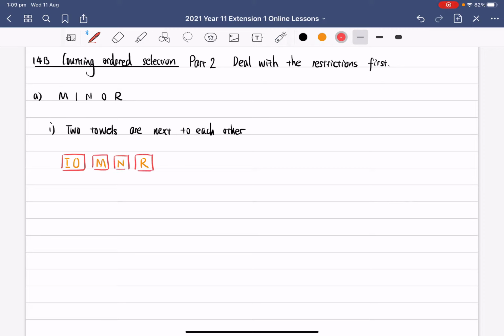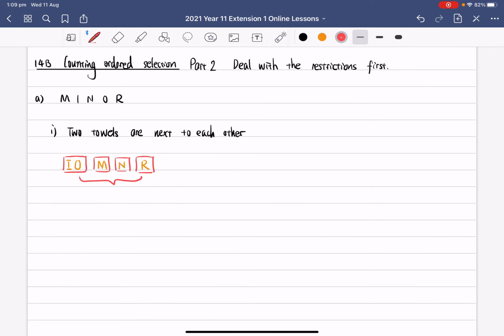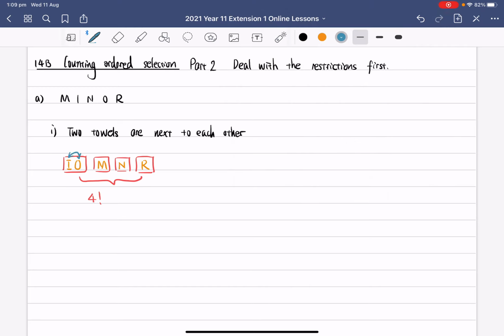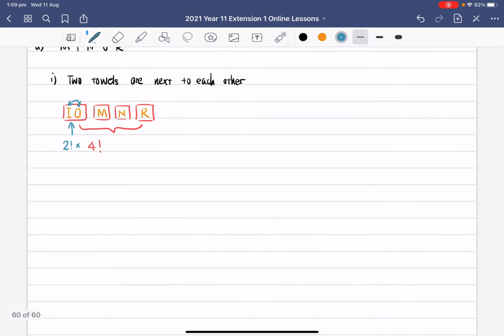Now, in total, we have 1, 2, 3, 4 groups. If we want to rearrange those 4 groups, we're going to have 4 factorial ways to rearrange them. This is from the last lesson, which you should know how to do. But also, please remember this: between I and O, you can switch the I and O around as well. So to rearrange the I and O, there is a 2 factorial way of doing it, or just two ways. In total, the answer equals 2 factorial times 4 factorial, and you can use your calculator to work out the answer.